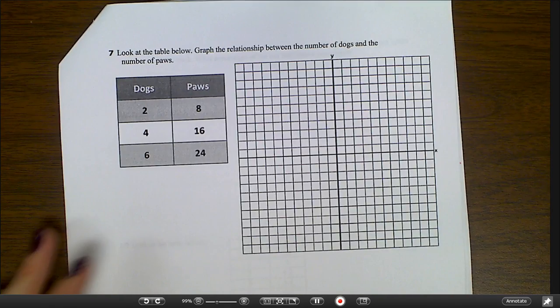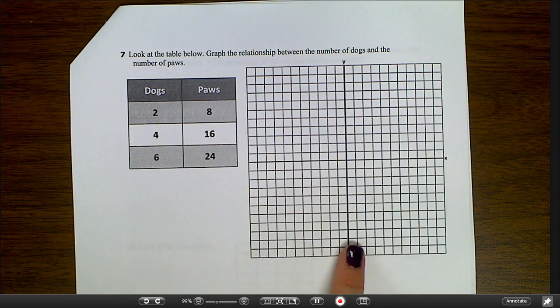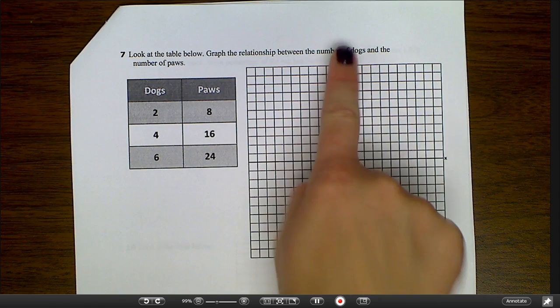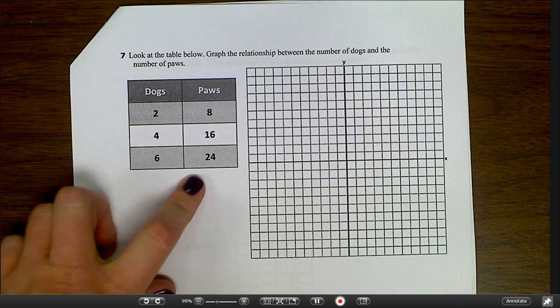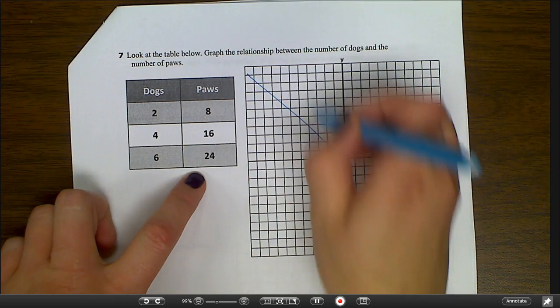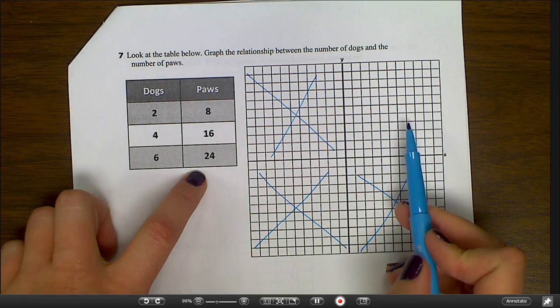Number 7, look at the table below. Graph the relationship between the number of dogs and the number of paws. Well, the first thing I need to know is that this is all 4 quadrants. Here's my x-axis and here's my y-axis. So since all of these numbers are positive, I know that I'm not going to be using these 3 quadrants. I'm only going to be using quadrant 1.